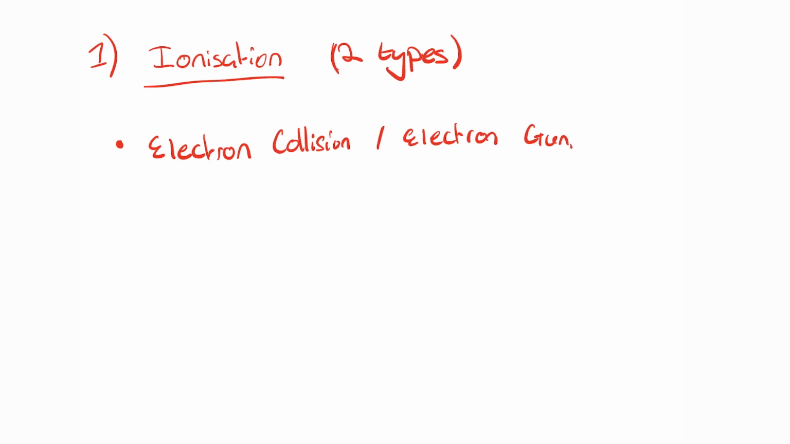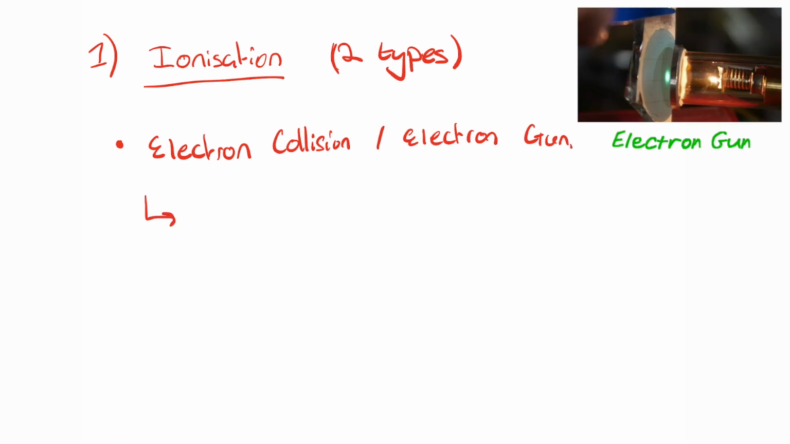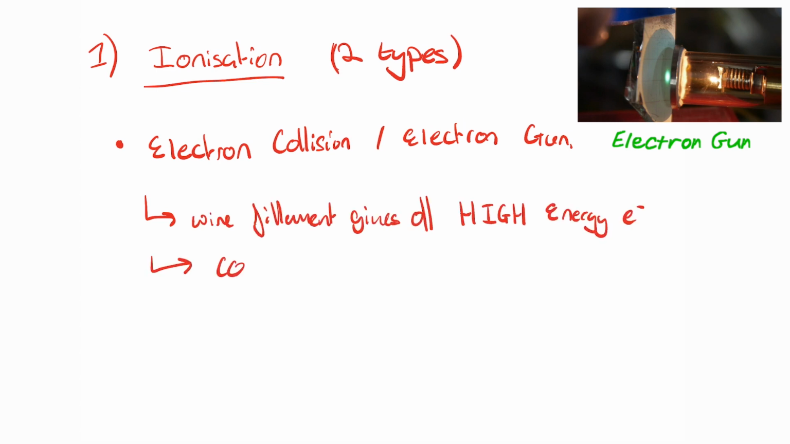There are 2 types of ionization, or 2 methods that you need to know about, and you can be asked about both, and they are both distinct. First is electron collision or electron gun. 2 names for the same thing. In this method of ionization, an electron gun or filament of wire gives off high energy electrons. These collide with the individual particles, the molecules or the atoms in your sample, and in turn form 1+ ions.